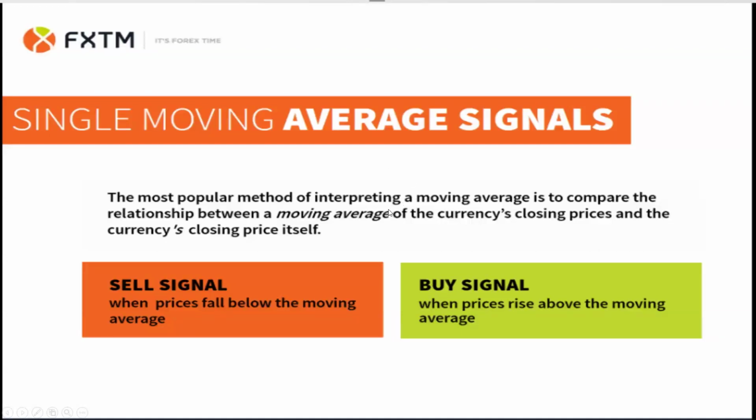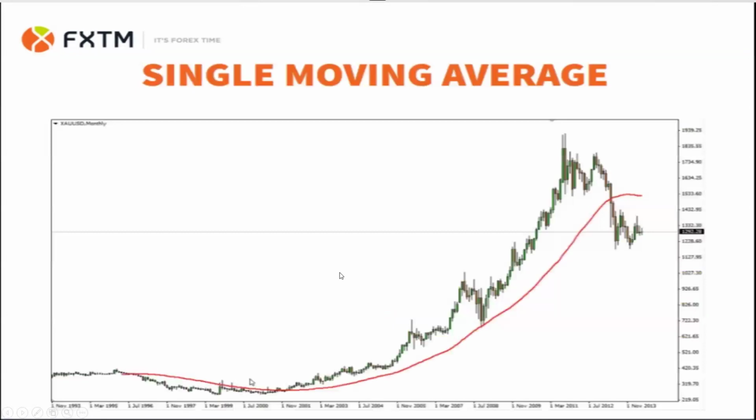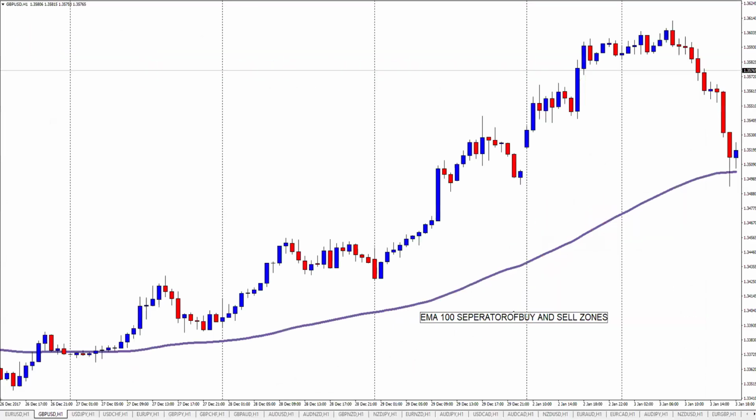The moving average: we have single moving average, double, triple, quadruple. You can make as many moving averages as you want. This is a simple moving average where the market has broken to the upper side of the moving average. I told you that the moving average separates the market into buy and sell zone. Everything on top of the moving average is a buy, and everything below the moving average is a sell.